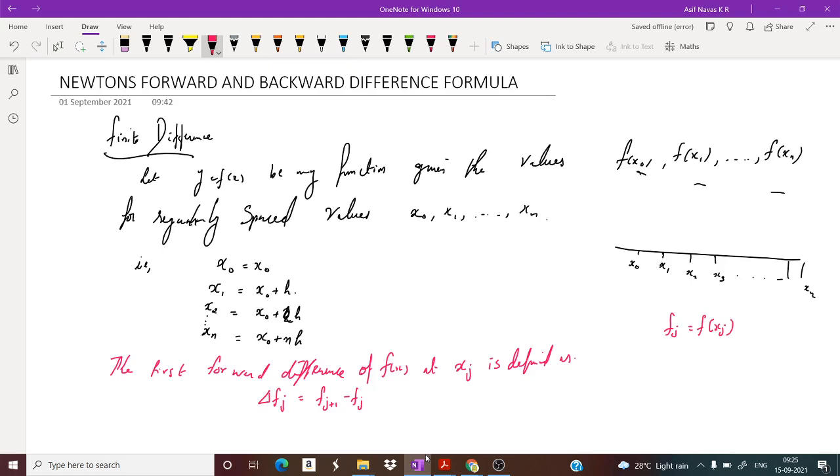So therefore what is delta f naught? Delta f naught is f of x1 minus f of x naught. Similarly, delta f1 is f of x2 minus f of x1, and so on. Delta fn is f of xn plus 1 minus f of xn.